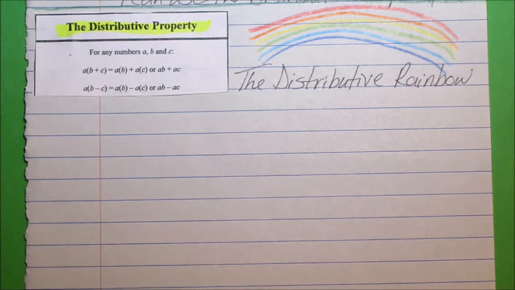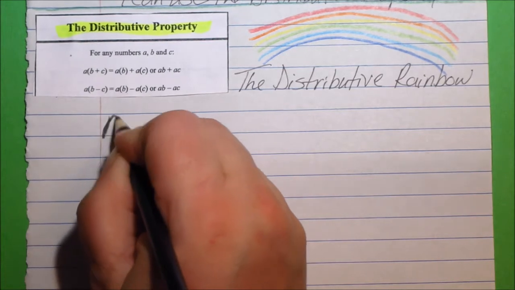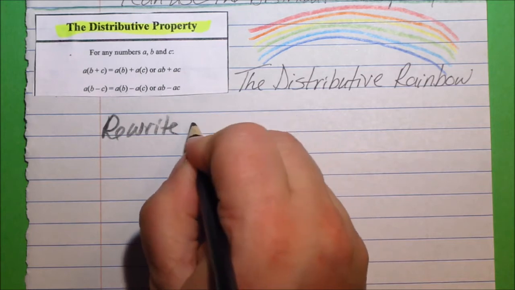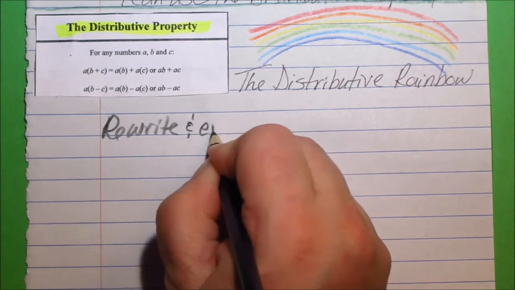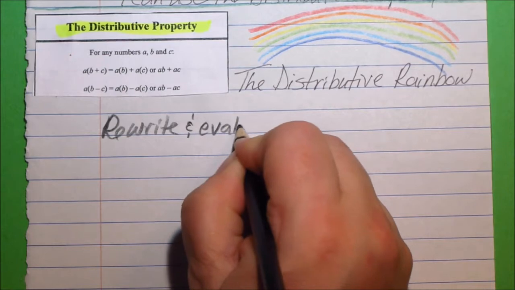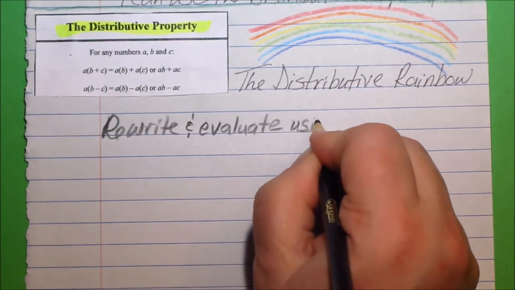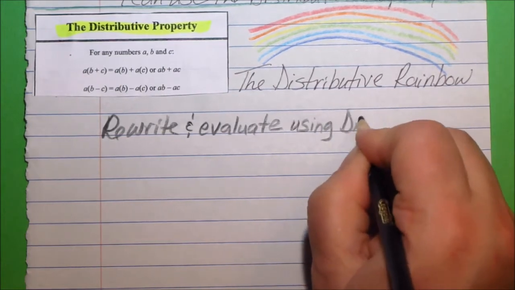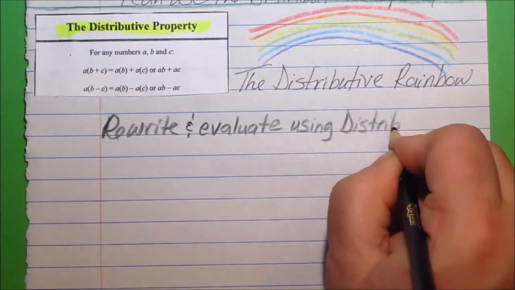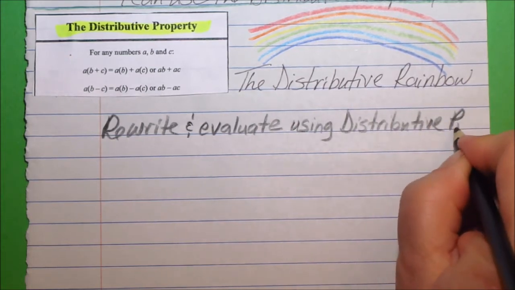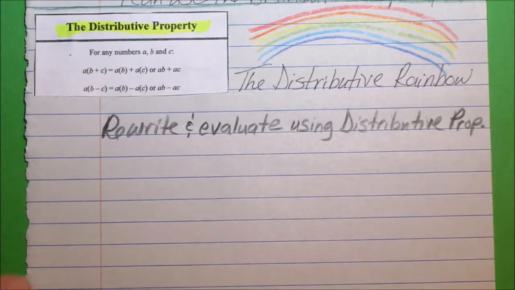I will write the instructions for our examples here. Rewrite and evaluate using the distributive property. I'm going to abbreviate here because I don't want to go into 2 lines. The distributive prop. All right, so let me show you how it works.